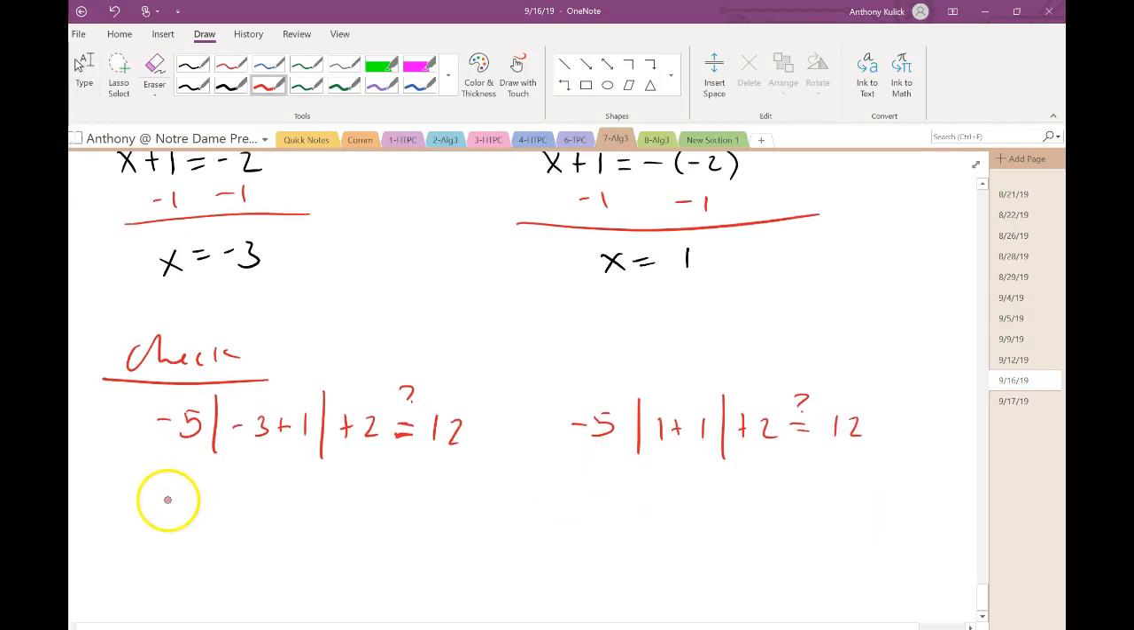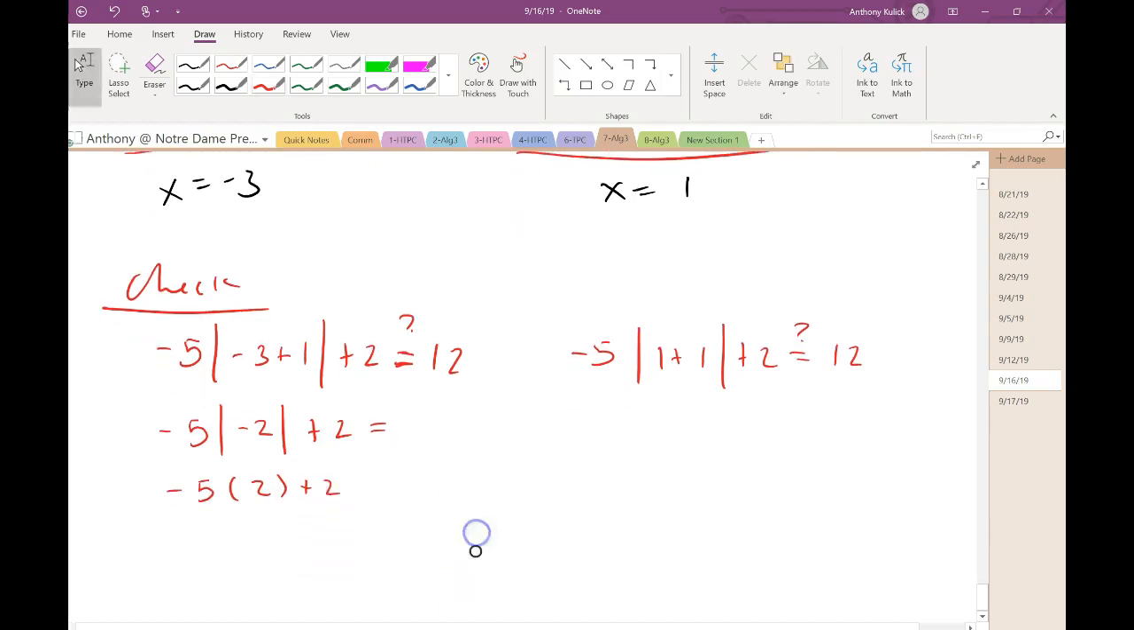Okay, so negative 3 plus 1 is negative 2. Absolute value of negative 2 is positive 2. Negative 5 times 2 is negative 10. But plus 2 does not give me 12, right? So I'm going to cross out this solution for negative 3. That one doesn't work. This situation has a special name. This is called an extraneous solution.